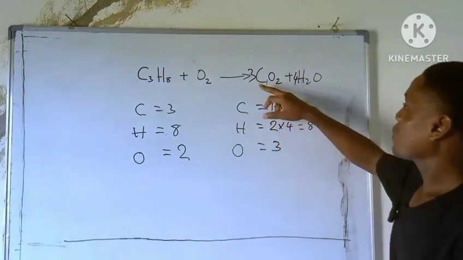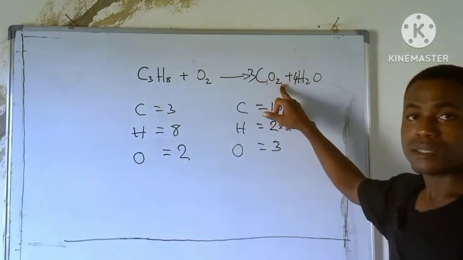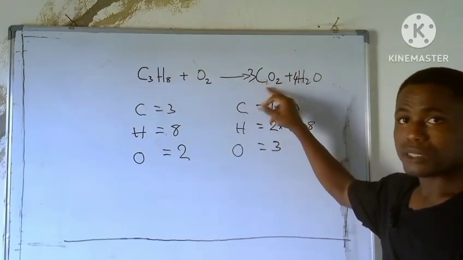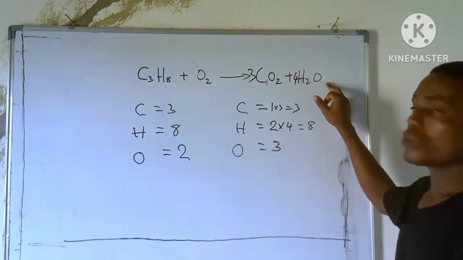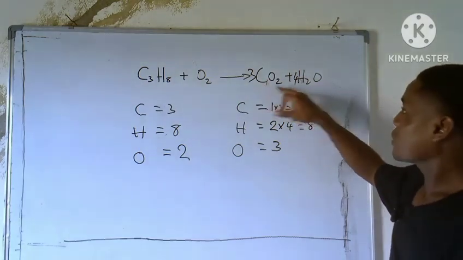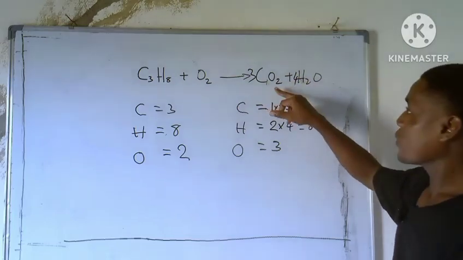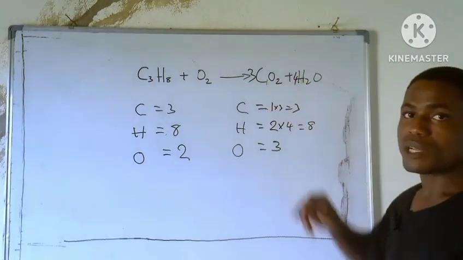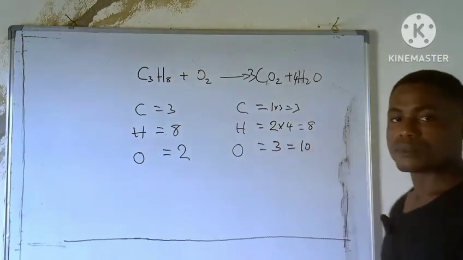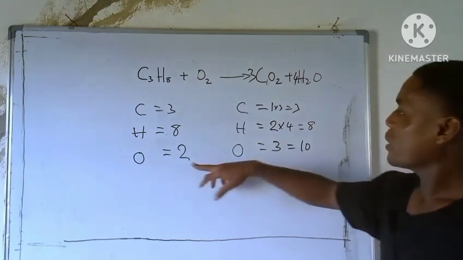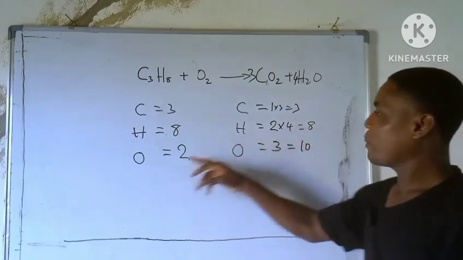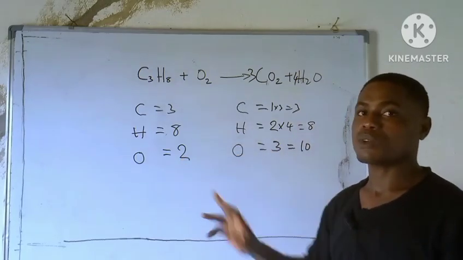Are you getting it? Now, 3 times 2 here is 6, right? So we have 6 atoms of oxygen here, and also 4 times 1 will give us 4. So we have 6 here, we have 4 here, right? So if you add them together, 6 plus 4, it will now give us 10. So oxygen here is now 10. Are you getting it? Now here is 2, here is 10. What are we going to do? Balance here, since this one has the smallest atom.